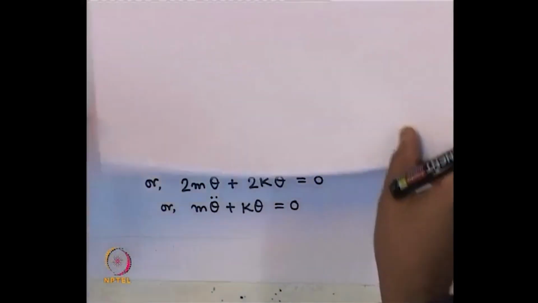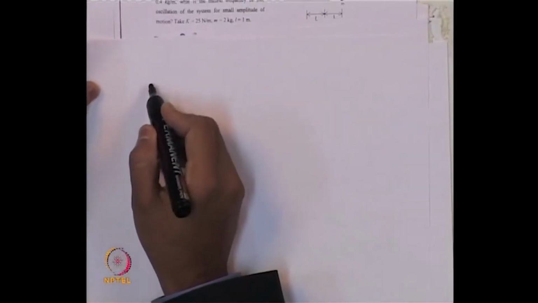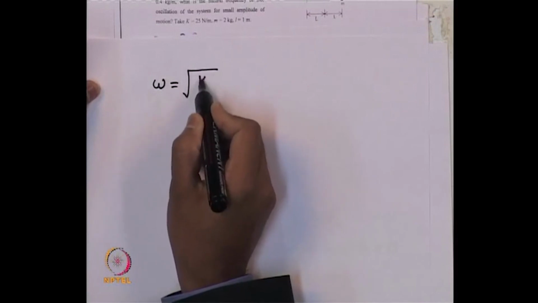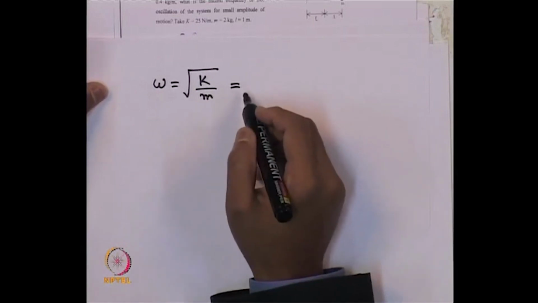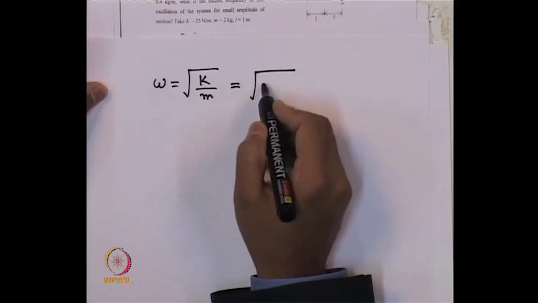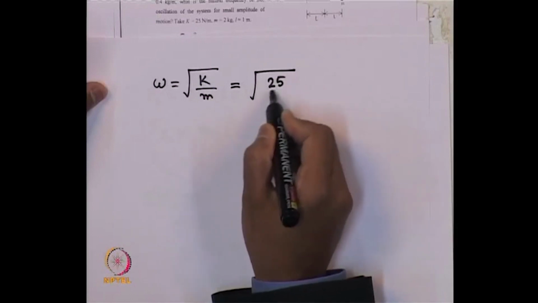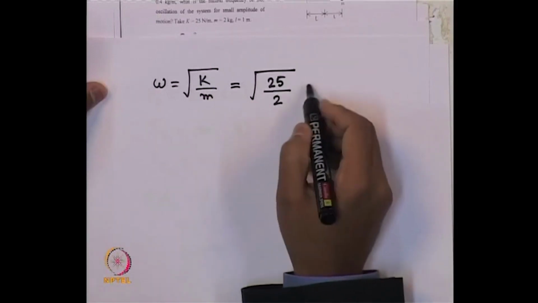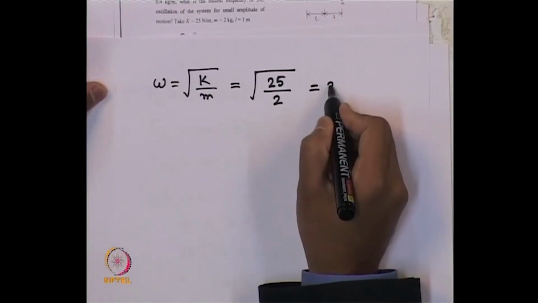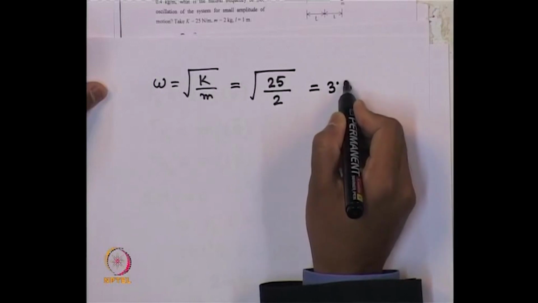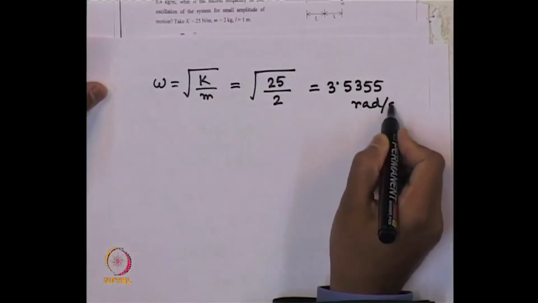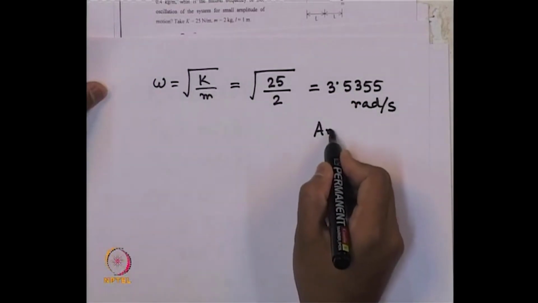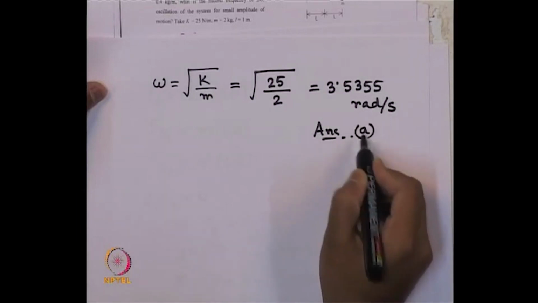Now, to find the natural frequency of the system, omega is root over k by m. The values of k and m are both given to us. K is 25 and m is 2 kg, so it comes out as 3.5355 radian per second. That is the answer for part A.